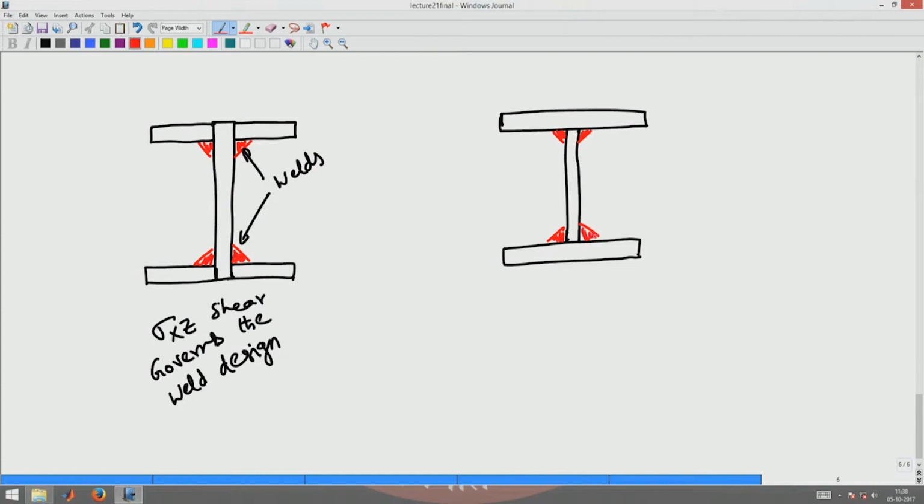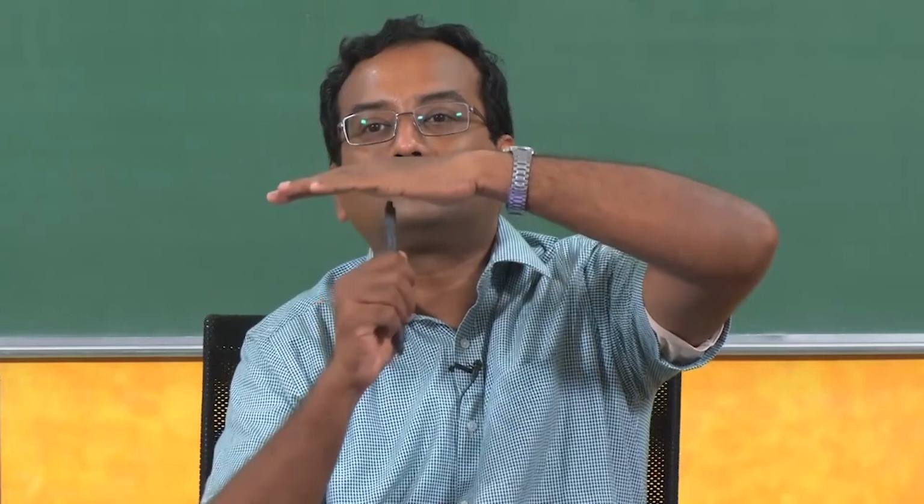Now, what shear stress governs the design? The shear stress that governs the design here is sigma xy shear. It governs the weld design or the connection design. Okay, it can be nailed also. Because in this case I have the web and flange sitting like this. When there is a differential bending, this flange is going to slide off like this.